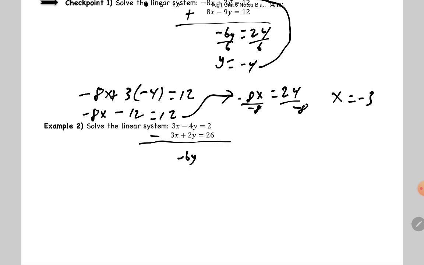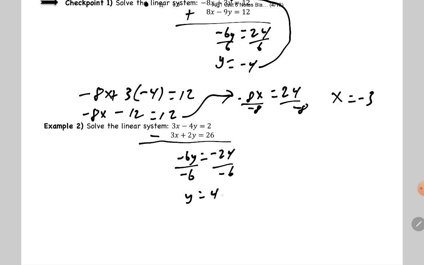And it helps if you read it out. So a positive 2 minus a positive 26, so that is minus 24. So divide by negative 6 to both sides. And you'll get y equals positive 4.